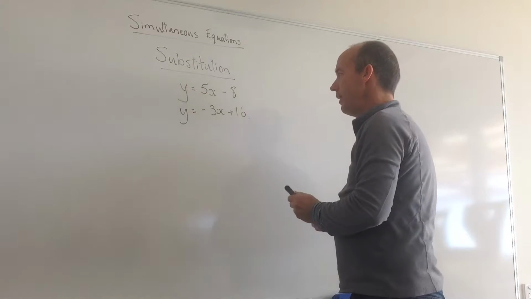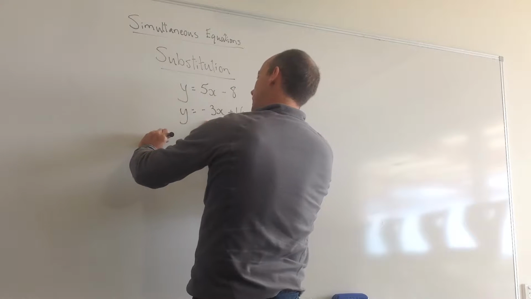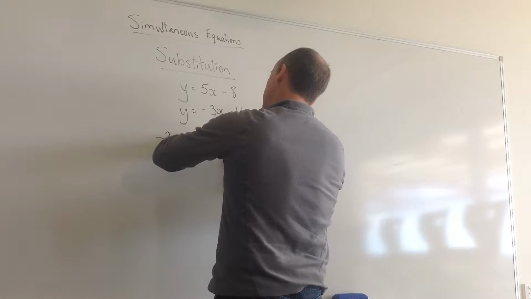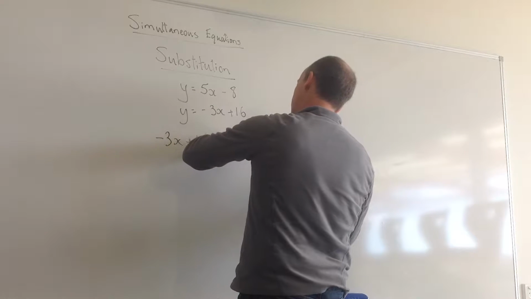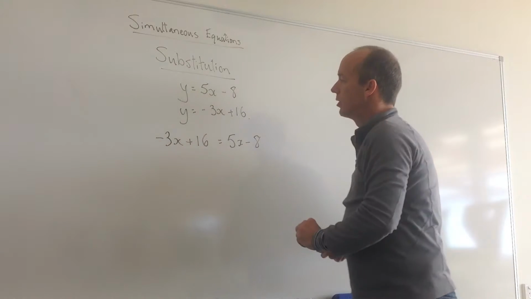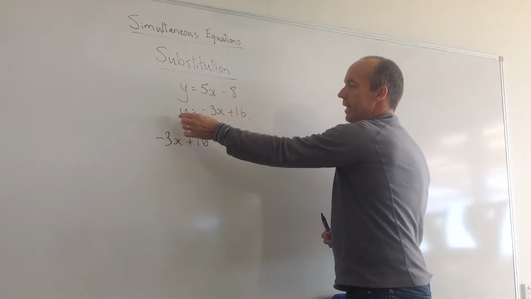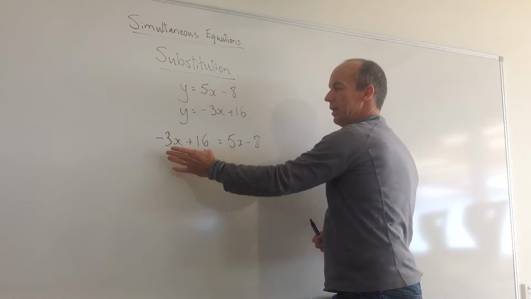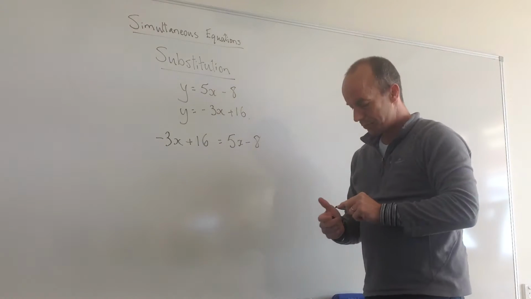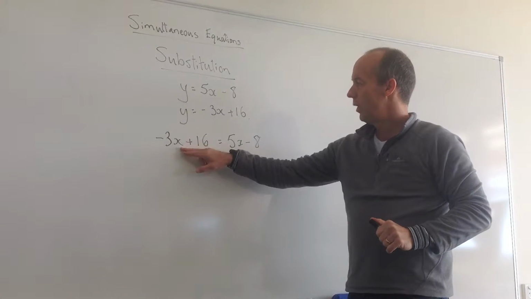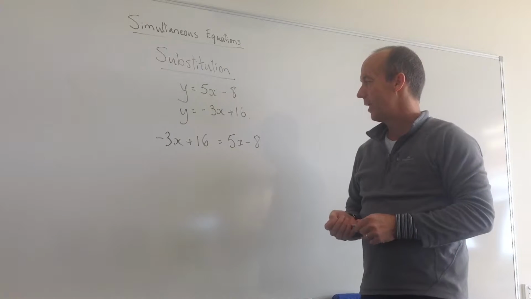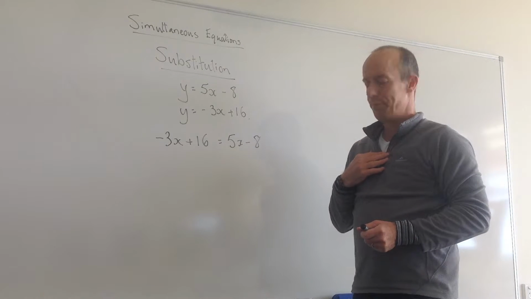So when I do that, I'll end up being able to say that minus 3x plus 16 is equal to 5x minus 8. So all I've done there is taken this value of y and put it in instead of this y. So now I've got one equation with just one unknown. And when I've got one equation with one unknown, I'm able to solve that.